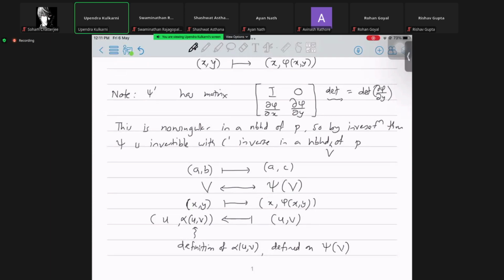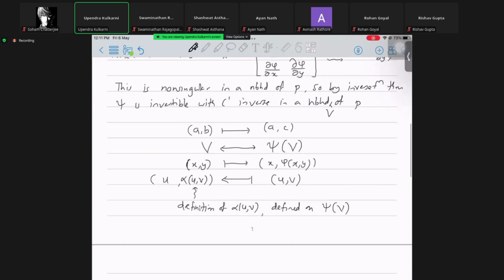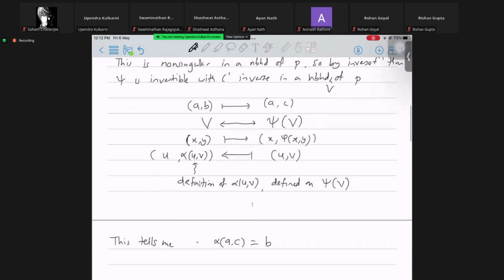Okay. So let's see what falls out of this. Well, let's just trace. Let's look at the original point. So the original point is (a, b). That goes to (a, c). Which has to come back to (a, b), right? But now I have given this notation. So what this says is that alpha of (a, c) is what? b. So that is just straightforward.